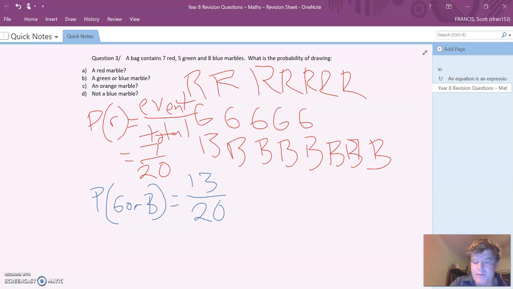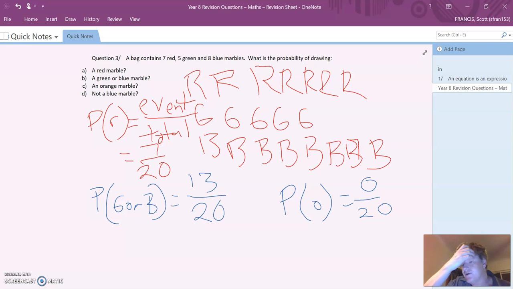Now we've got another one that we could do, the probability of an orange. Well, there's no oranges in our sample space at all, so that's going to be 0 divided by 20. There's no way that we would be pulling an orange marble out of that bag.